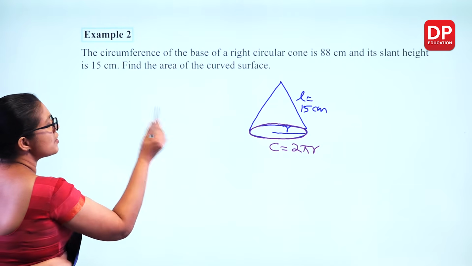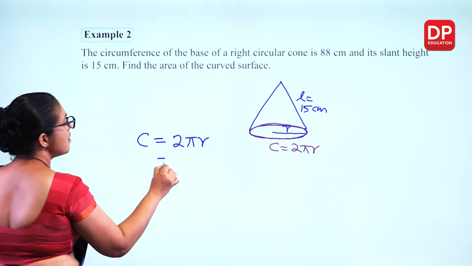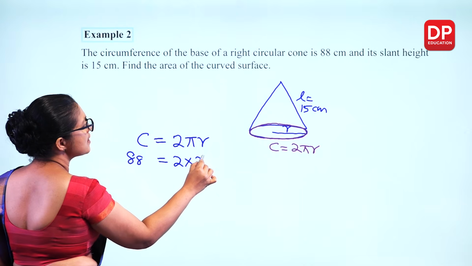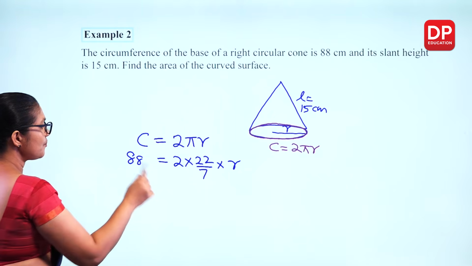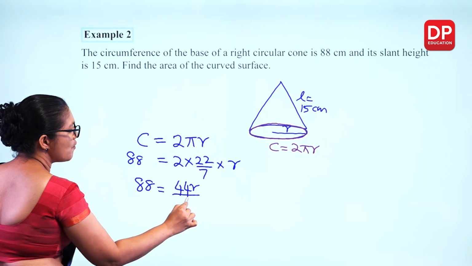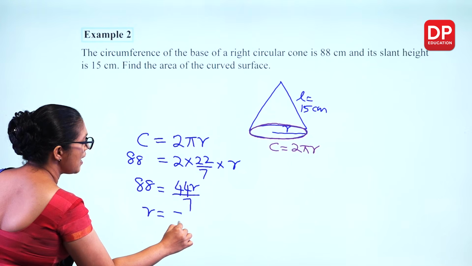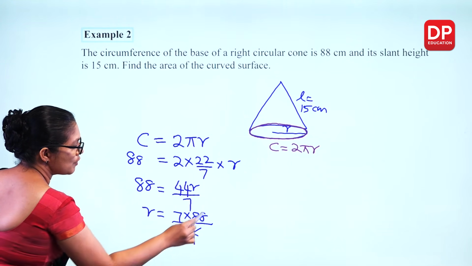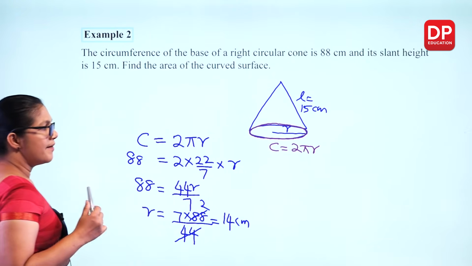So we'll first find out the radius. Circumference is 2 pi r. Circumference is given as 88 centimeters. This is equal to 2 times pi, which is 22 over 7, and the radius we need to find. So when you multiply, what do you get? 44r over 7 is equal to 88. Make r the subject. You can multiply this by 88 and divide by 44. So 44 times 2 is 88, 7 times 2, 14 centimeters is the radius of the cone.